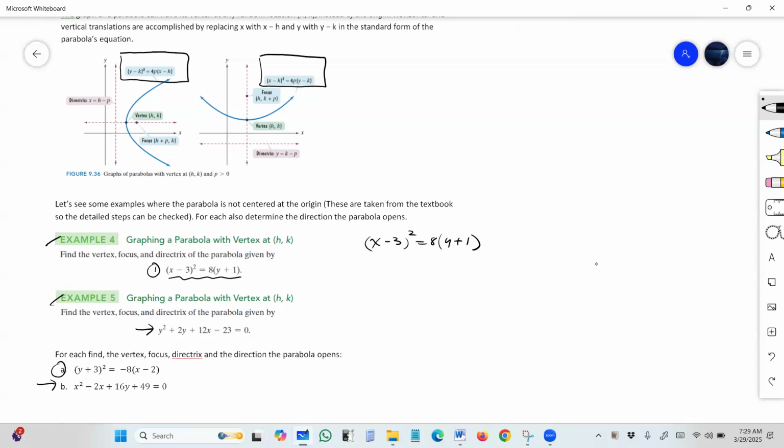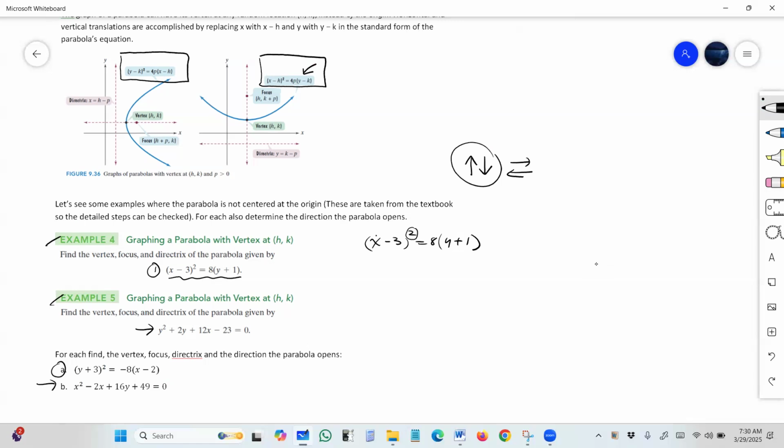Now, this is already in standard form. So the very first thing that we need to do is identify if we have a parabola that opens up or down, right or left. Because I have an x squared component, here's the x and here's the square, I have this scenario. This is the standard parabola, up or down. So I have an up or down parabola.